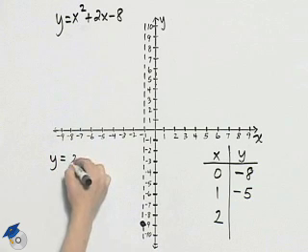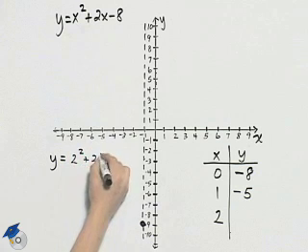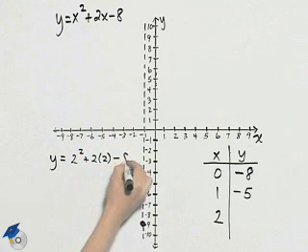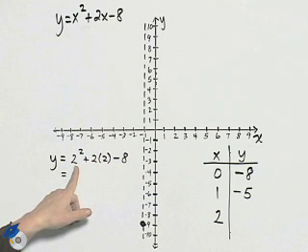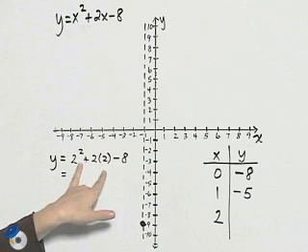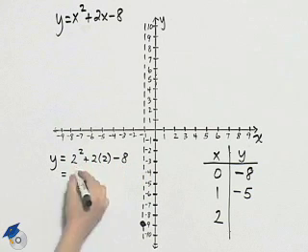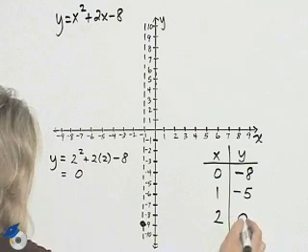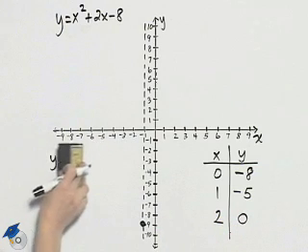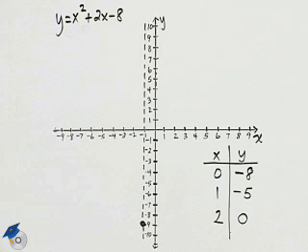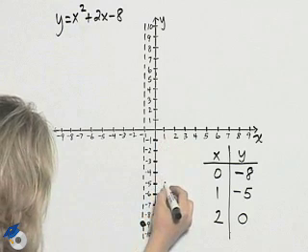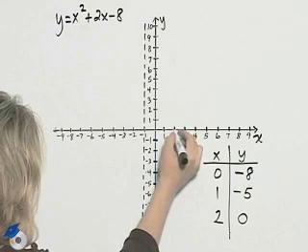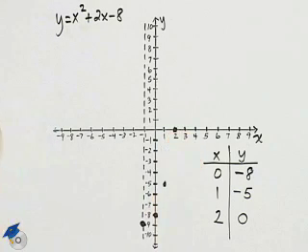We'll have 2 squared plus 2 times 2 minus 8. Now 2 squared is 4, plus 4 is 8, minus 8 is 0. So when x is 2, y is 0. I can now plot these points. 0, -8 is here, 1, -5 is here, and 2, 0 is here.